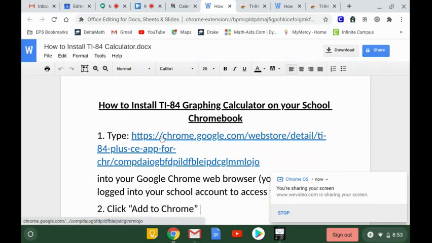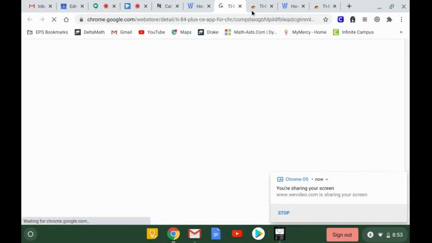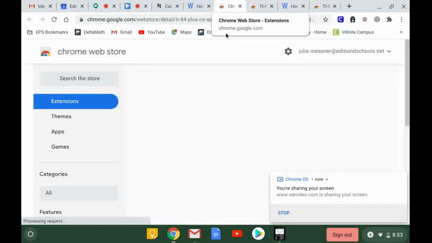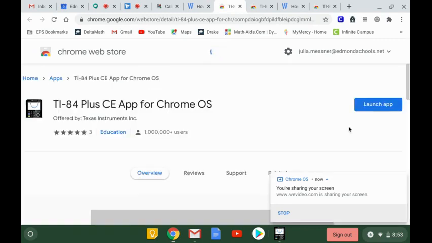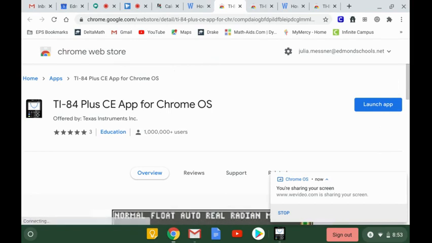Go to where it says type, click the link, and when the link pops open, it's going to go to a Google Chrome extension. And you'll go over to the right-hand side where there'll be a blue button that should say get the app, add the app, something along those lines. Once you click it, it's going to download the app for you.